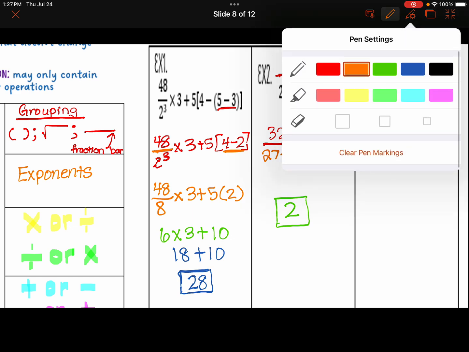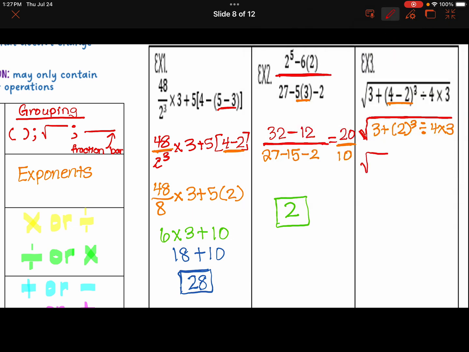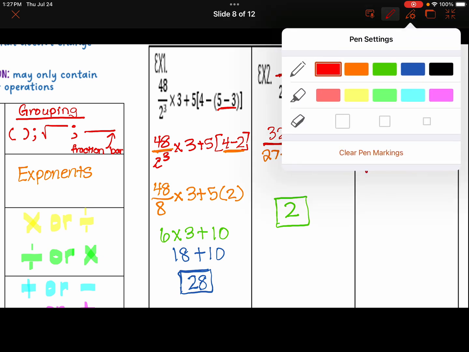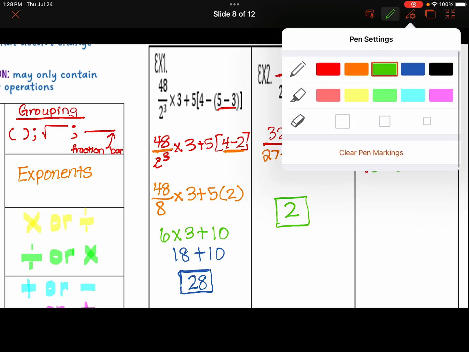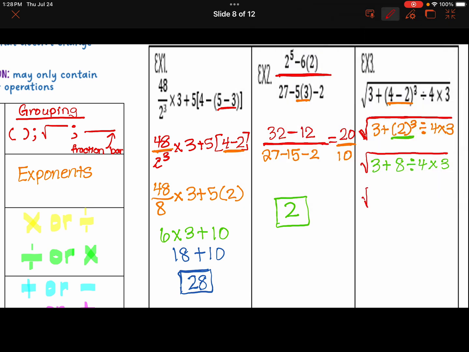Okay, I still have this square root symbol that's acting as a grouping symbol, and I'm not doing anything with it yet. Next, I'm going to go ahead and do my exponent. So I've got 3 plus 2 times 2 is 4 times 2 is 8. And then I've got divided by 4 times 3. Again, I still have that grouping symbol. I'm not doing anything with it yet. And now I'm going to go ahead and I am going to do division because I see it first.